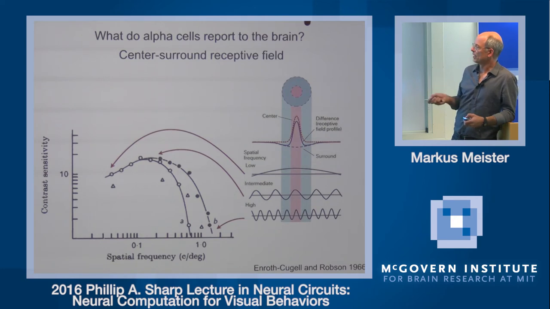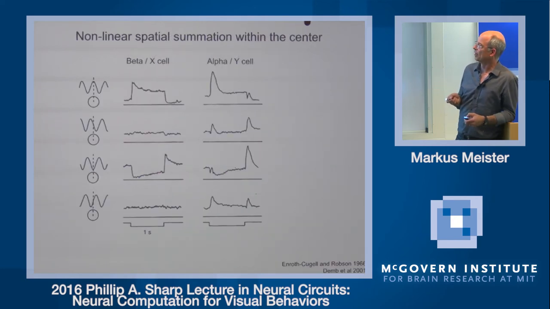A second feature that comes out of the classic literature of alpha or Y cells, as they've been called, is that their response depends strongly on the phase of the sinusoid grating. So let's start with the left-hand column, which is more of a generic type of retinal ganglion cell, an X cell in the cat. If you put the sinusoid grating on such that a positive fringe is over the receptive field center, you get a big response.